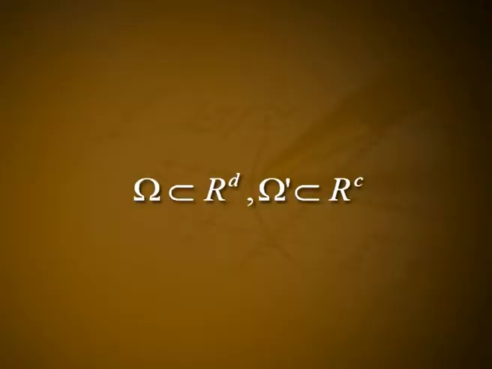If Ω is a subset of R^d, Ω' is a subset of R^c, both open, and f from Ω to Ω' is differentiable, we define the derivative df of x0 for x0 an element of Ω as the induced linear map between the tangent spaces, df_x0 from T_x0 Ω to T_f(x0) Ω'. V = Vi ∂/∂xi goes to Vi ∂fj/∂xi at x0 ∂/∂fj.